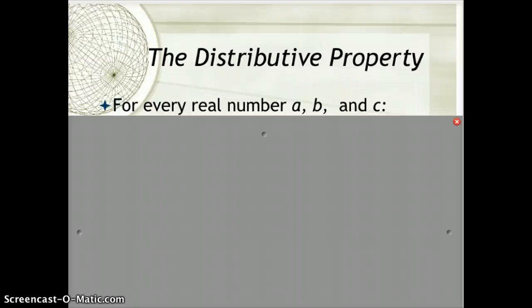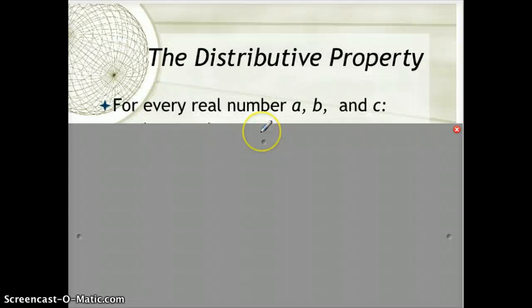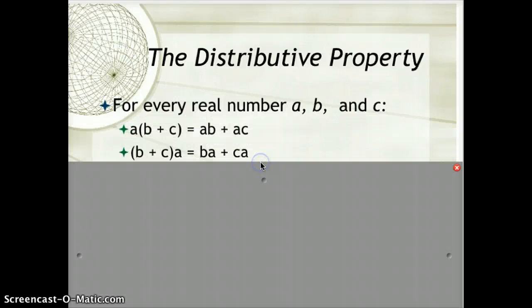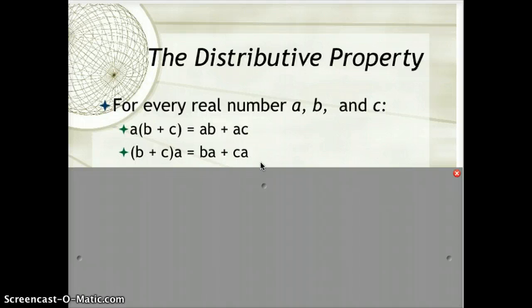Okay, the distributive property, it's a property that allows us to simplify problems like you just saw and write them in a couple different ways. For every real number A, B, and C, it is always true that A times the quantity B plus C equals the same thing as A times B plus A times C. This also works if you have A written after, because remember multiplying can be in any order, so the quantity B plus C times A could equal B times A plus C times A.